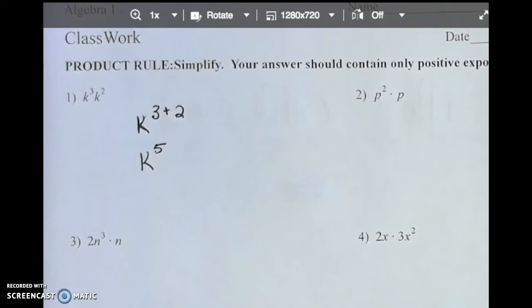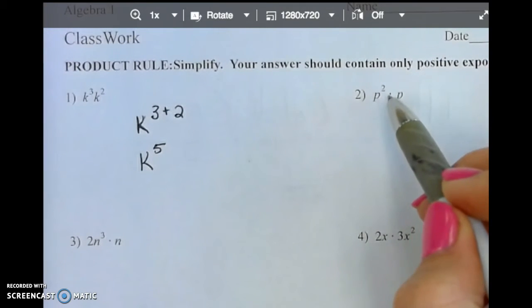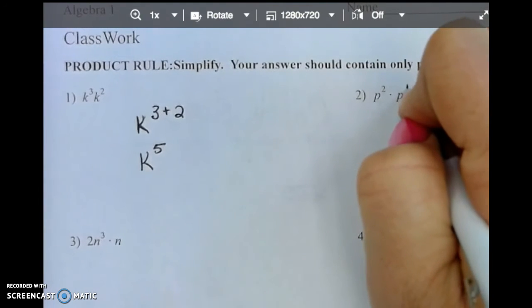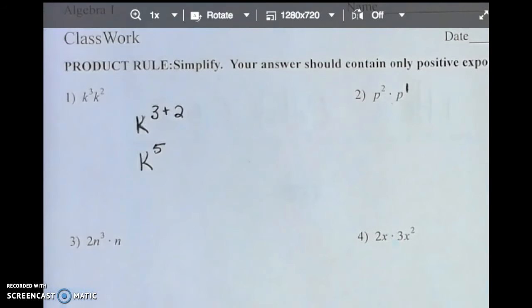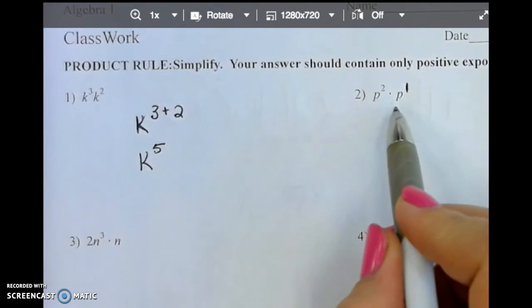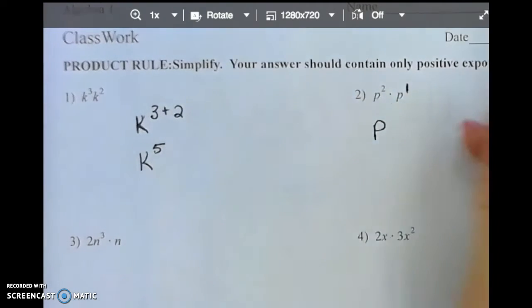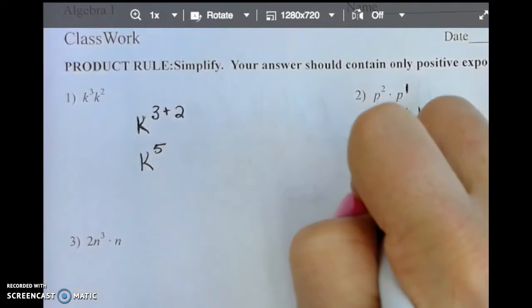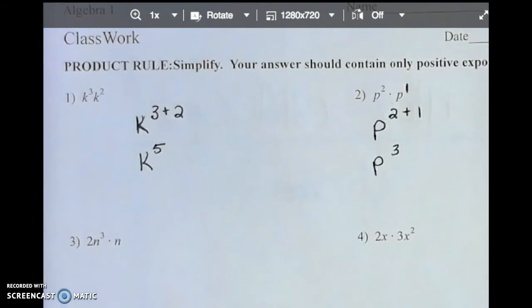On number 2, we have a p squared times p. The second p has an exponent of 1. If there is not an exponent, you give it a 1. P squared times p. Keep the p, add the 2 plus 1 to get p to the 3rd.